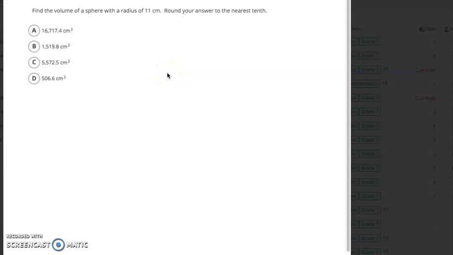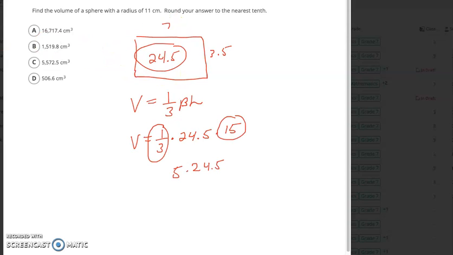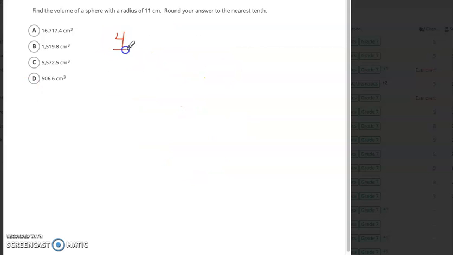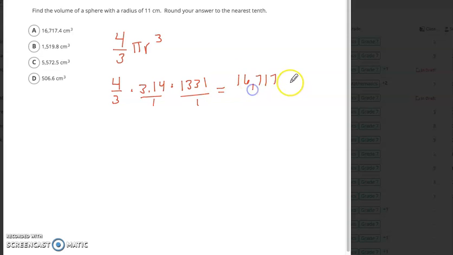Next up, find the volume of a sphere with a radius of 11 centimeters. The volume of a sphere is 4/3 pi r cubed. Let's fill in what we know. It's 4/3 times 3.14 times 1,331. Now we can just multiply, pretending these are all over one underneath. So let's do 4 times 3.14 times 1,331. That's going to give us a big number, 16,717.36. If I multiply the denominators together, it gives me 3. So just divide this by 3, and we'll get 5,572.